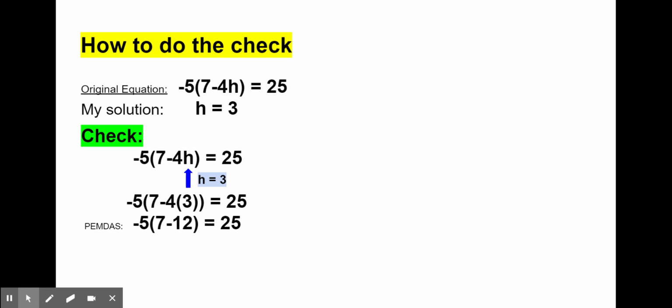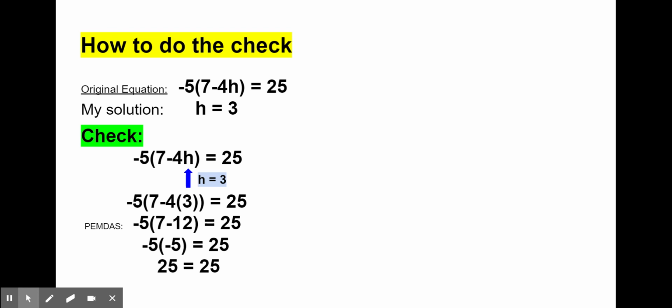My new equation is now -5 times, in parentheses, 7 minus 12 equals 25. From here, I still have my parentheses, so I'll do 7 minus 12. I'll come up with my new equation to be -5 times -5 equals 25. I continue step by step to get 25 equals 25.